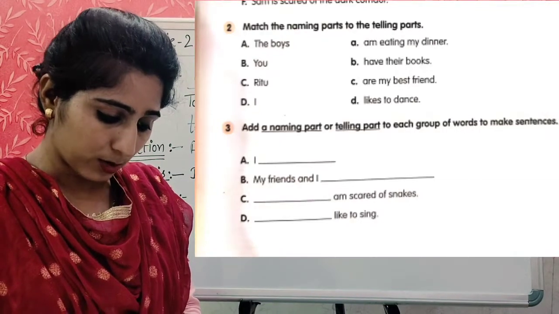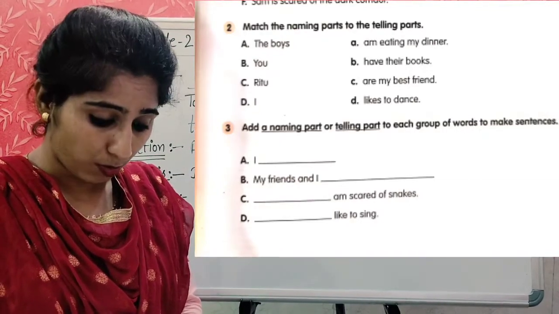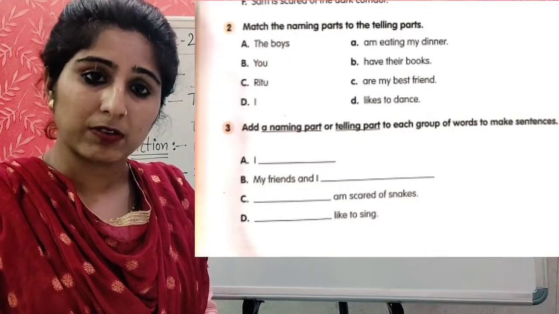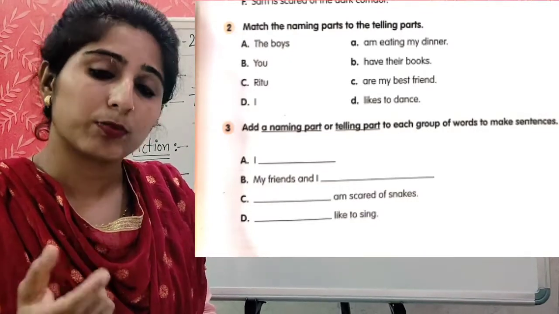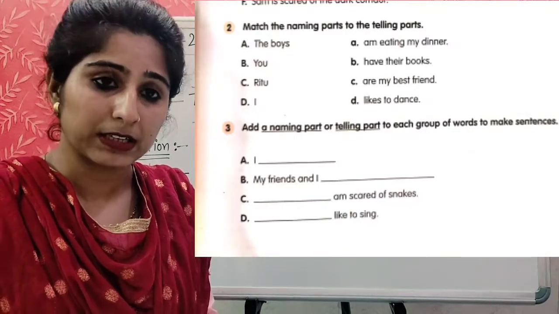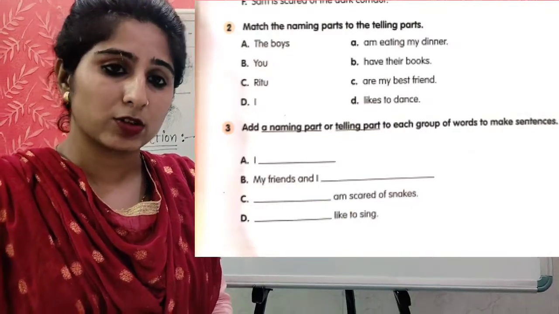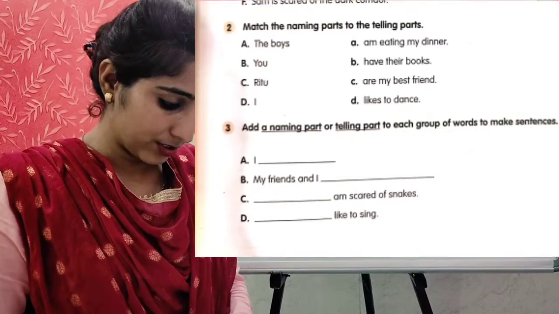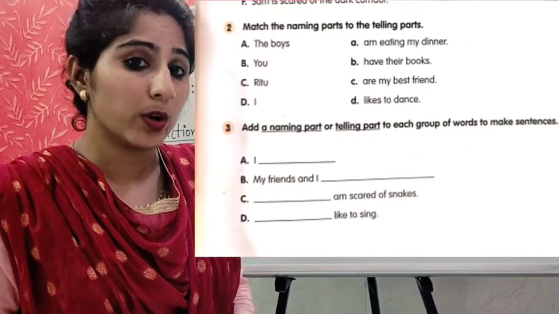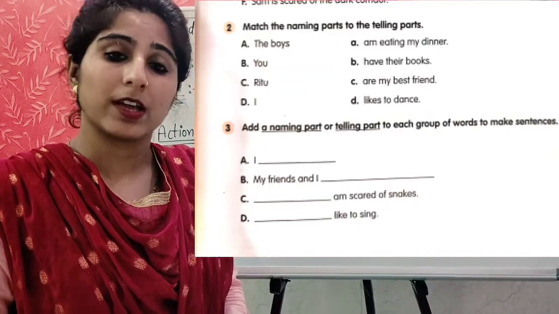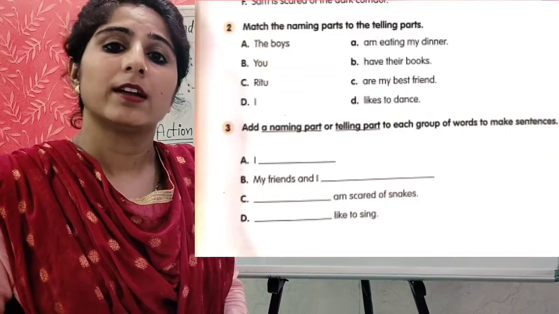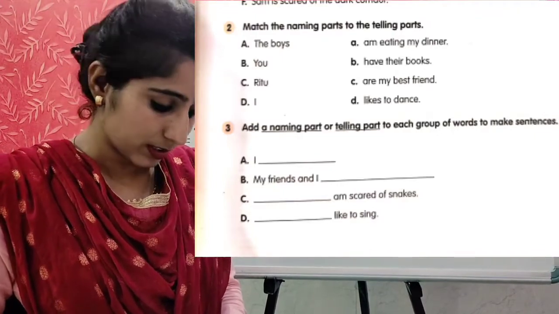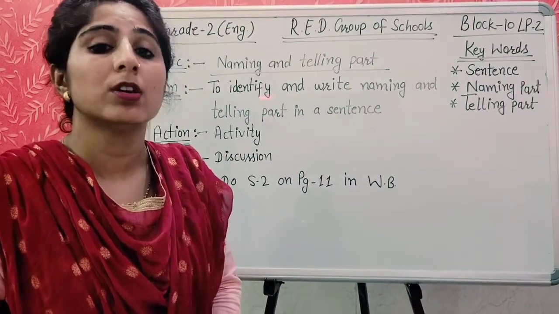Add a naming part or a telling part to each group of words to make sentences. You will add the naming part where it is underlined, and you will fill the blanks by completing the sentence. Wherever it is given, you will complete it by adding the naming part or the telling part. Like, I dash: I am a boy. So this is how you can complete it. Here, I is a naming word and am a boy is the telling part of the sentence.